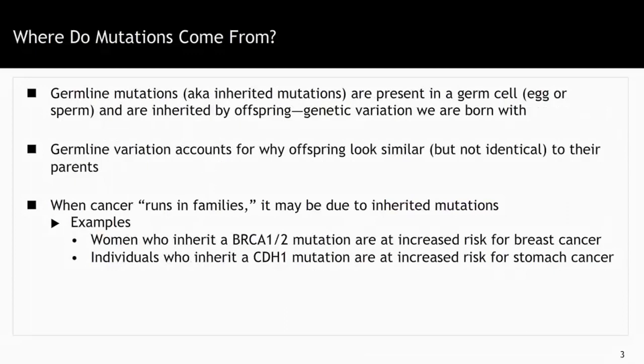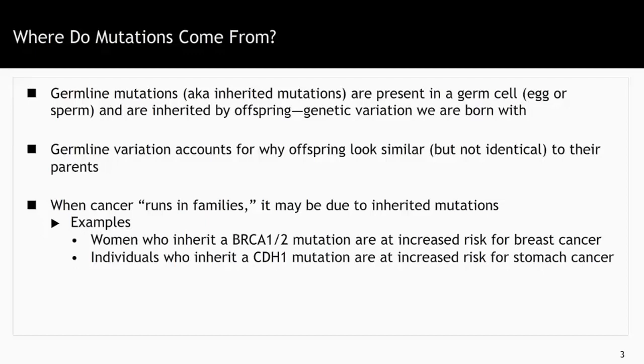The other way you can get mutations is by inheriting them, and these are called germline mutations or inherited mutations. These mutations are present in the germ cell, so in this case that's the egg or the sperm, and are inherited by offspring. So it's just the genetic variation that we're born with. Germline variation accounts for why offspring look similar but not identical to their parents. When cancer is said to run in families, it may be due to these inherited mutations.